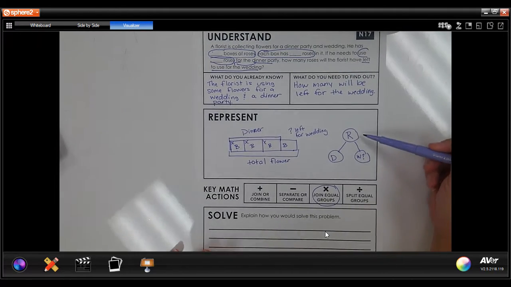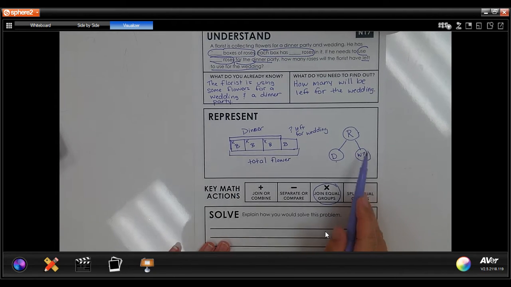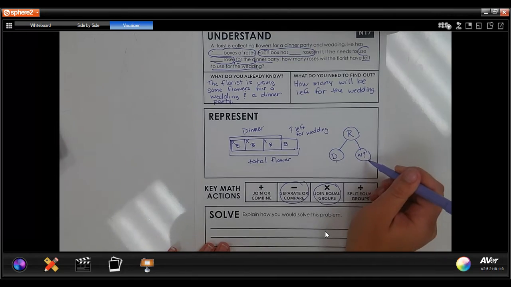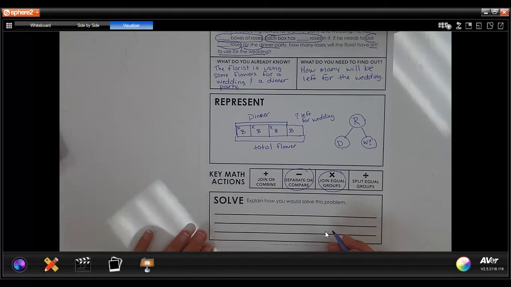So I have my whole, the total amount of roses, and I have a part, and I'm looking for the other part. That means I will have to subtract. So I'm separating these two parts to find it. So lastly, I'm going to explain how I will solve this problem.